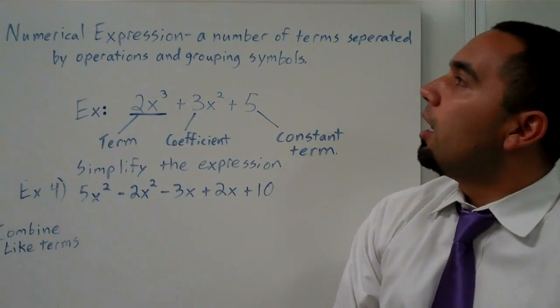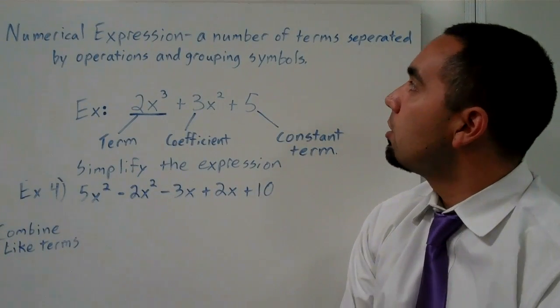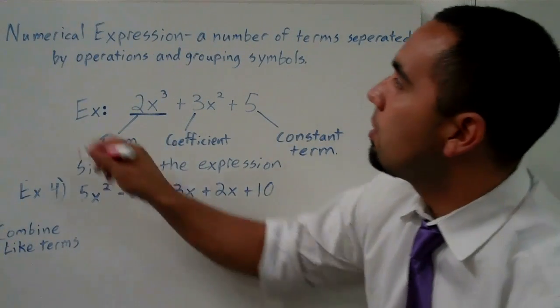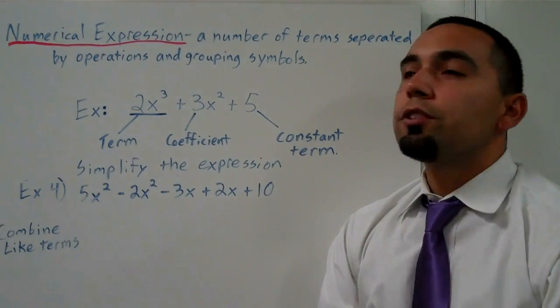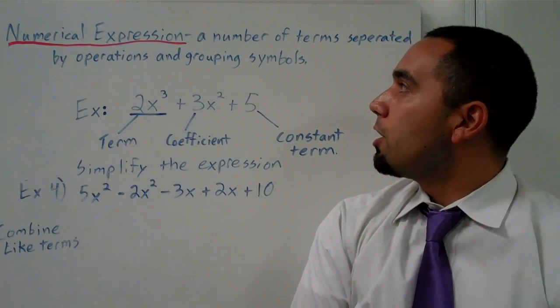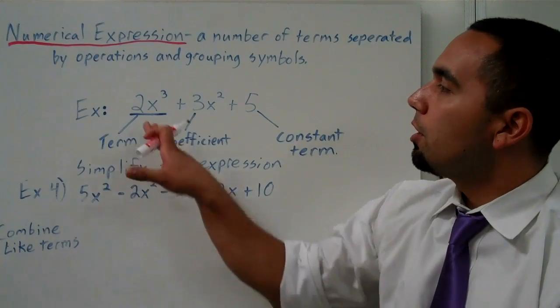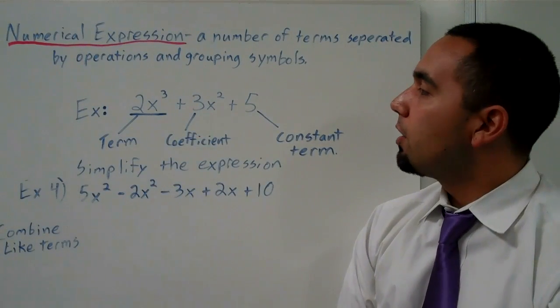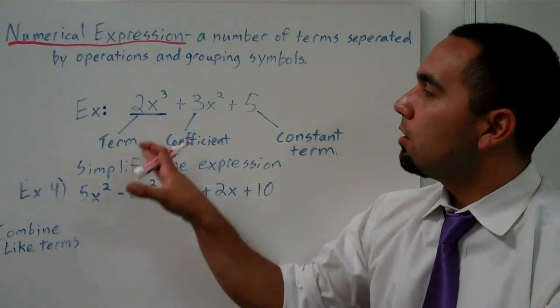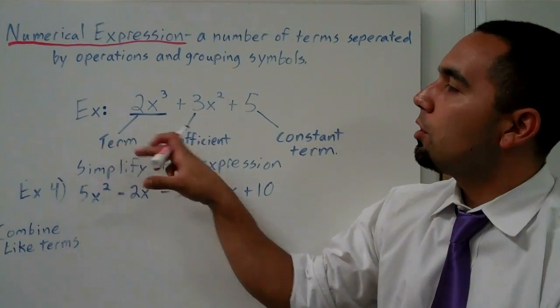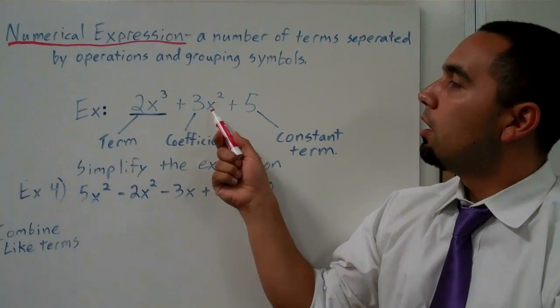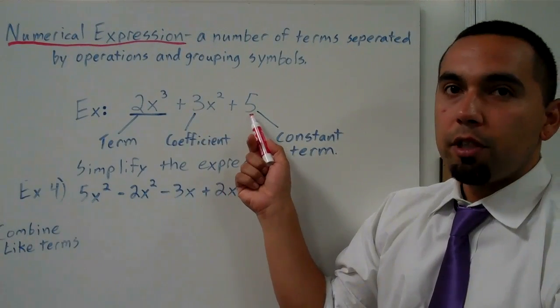We have numerical expression. Numerical expression is another definition we need to know. It's a number of terms separated by the operations and grouping symbols. So here's my example, and I've put some other definitions here. Each one of these, since they're separated by an operation, is a term. So we have a term here, and a term here.